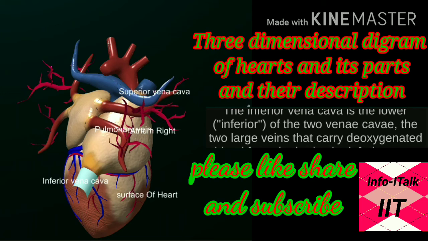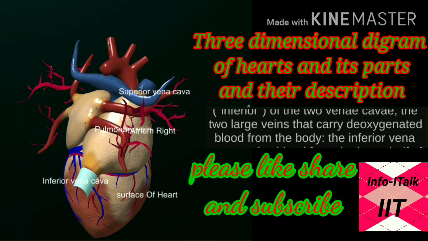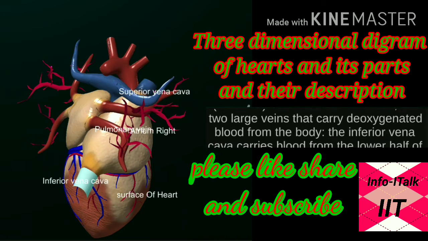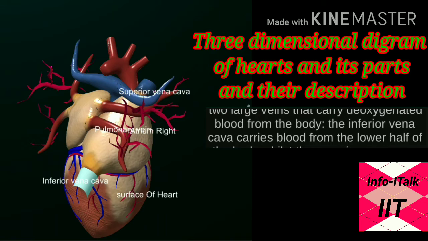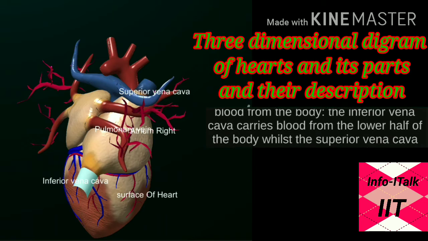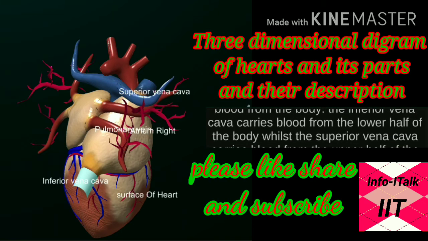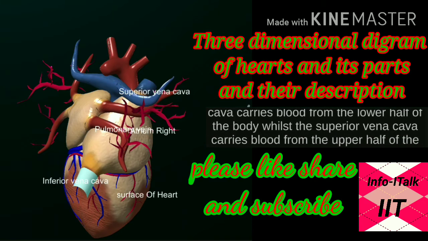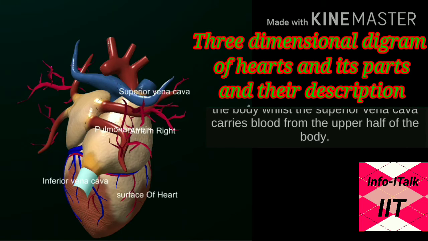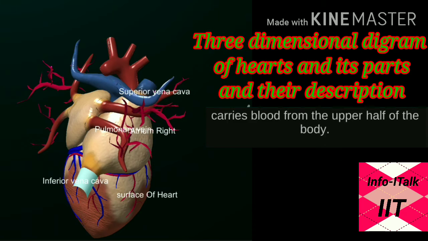The inferior vena cava is the lower of the two venae cavae, the two large veins that carry deoxygenated blood from the body. The inferior vena cava carries blood from the lower half of the body, whilst the superior vena cava carries blood from the upper half of the body.